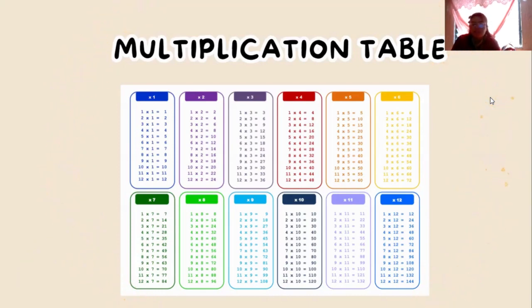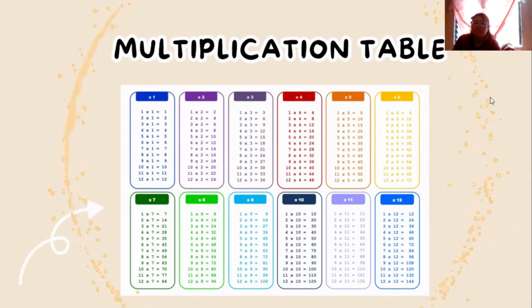So let's move on to the 6 times table. 1 times 6 is 6. 2 times 6 is 12. Okay. So 3 times 6 is 18. 4 times 6 is 24. 5 times 6 is 30. 6 times 6 is 36.